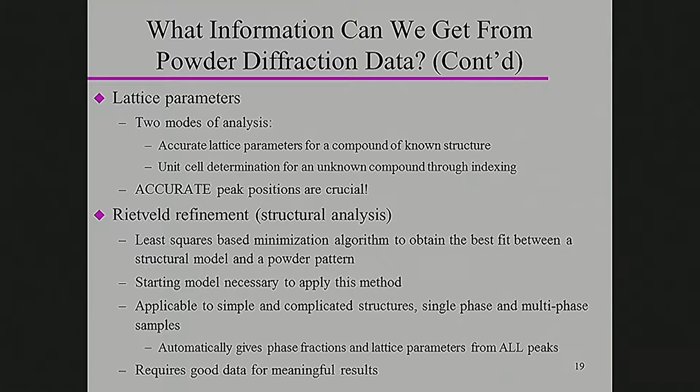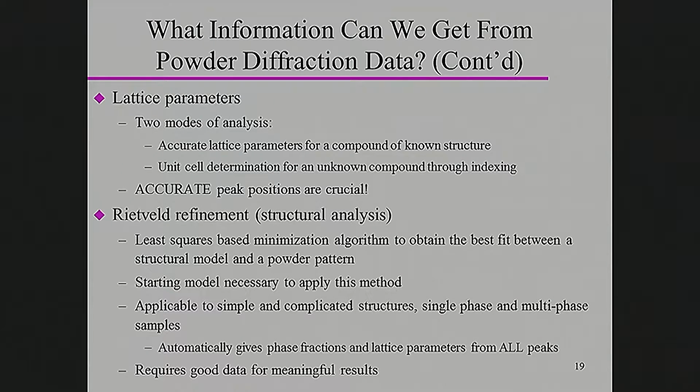What else can you get? You could actually use powder diffraction to get good lattice parameters of your sample, especially if you do an experiment where you change certain conditions. One mode of analysis would be to get accurate lattice parameters of a compound of known structure. The second one would be to actually determine the unit cell by indexing your sample. In both cases, you need good, reliable peak positions. Okay? If there are errors in your peak positions, they will mess up your results.